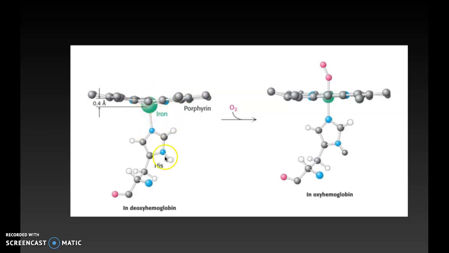Note that in deoxyhemoglobin, which is hemoglobin without an oxygen molecule, iron lies slightly outside of the plane of the porphyrin. When oxygen is added, the iron gets slightly smaller, and the iron molecule moves into the plane of the porphyrin. So that oxygen molecule binds to iron on the 6th coordinate site. And the bound oxygen is stabilized by forming a hydrogen bond with the distal histidine molecule right there.